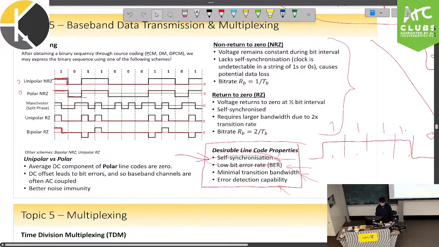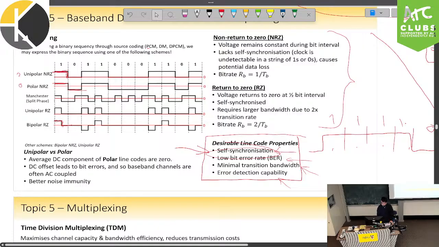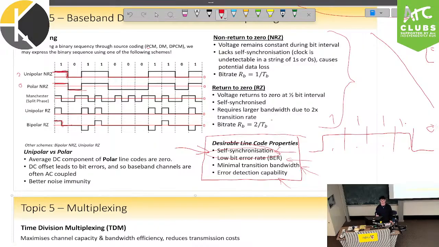The benefit of polar over unipolar is that for unipolar, you will get some average DC value for this line code that is non-zero. Whereas for polar, if you assume for some very long sequence that you have an equal number of 1s and 0s, obviously the positive and the negative amplitude will equal out and you'll get a DC component of 0. The benefit of this is that a lot of baseband channels are often AC coupled, which means that this DC component is being removed anyway. So it's kind of, I guess, a waste of energy. Another thing being, when you have your DC offset, it can often lead to bit errors. So that is the benefit of polar over unipolar.